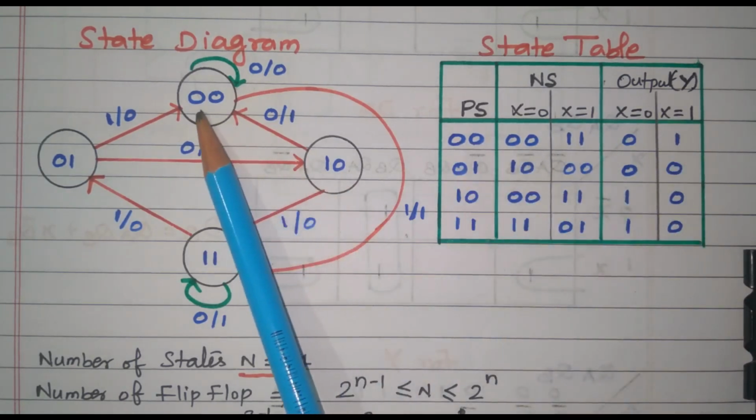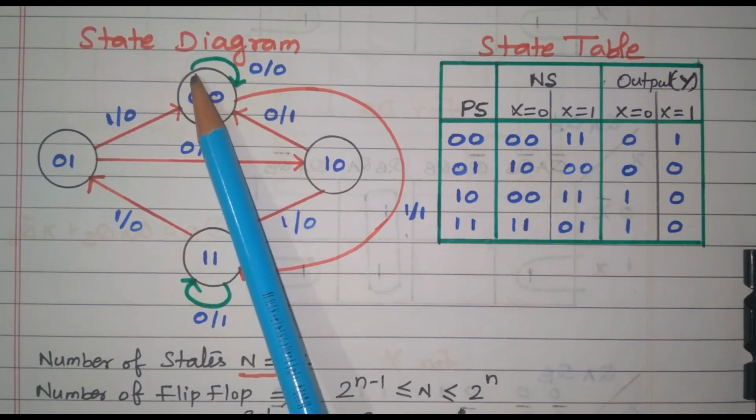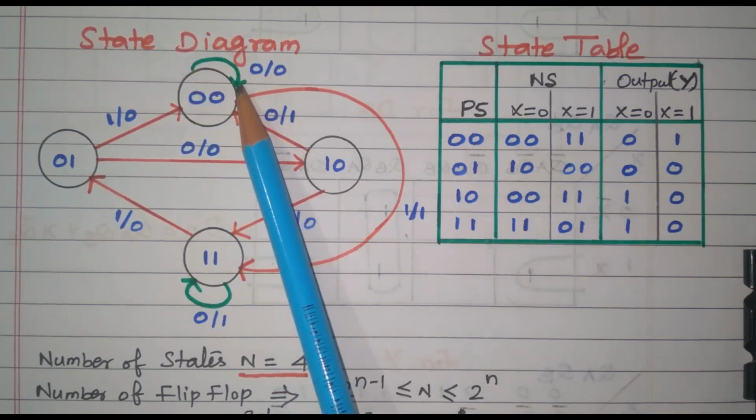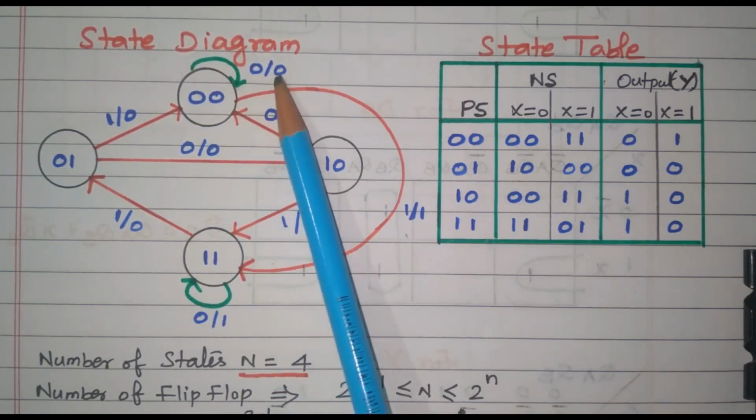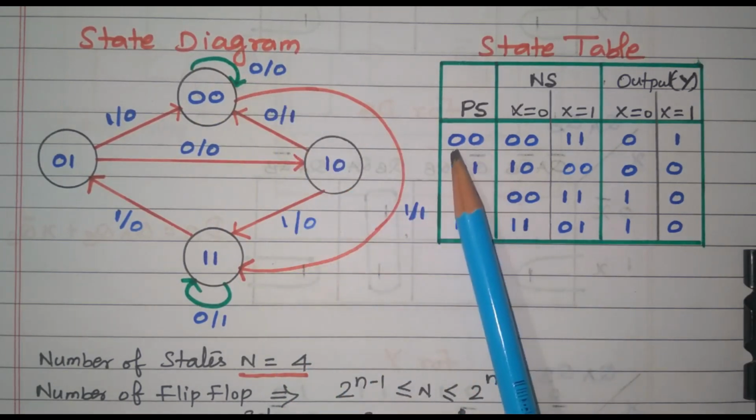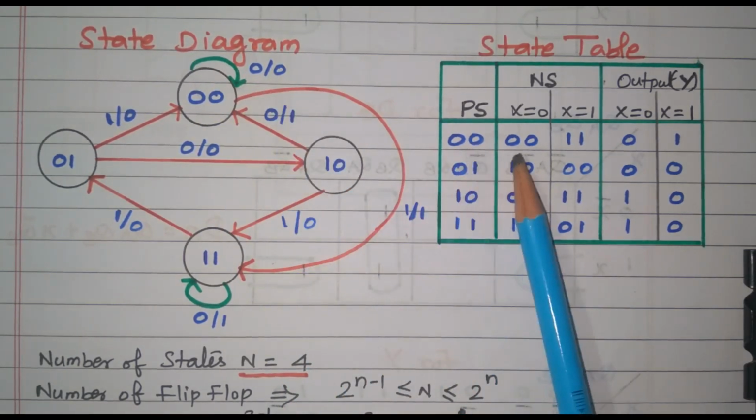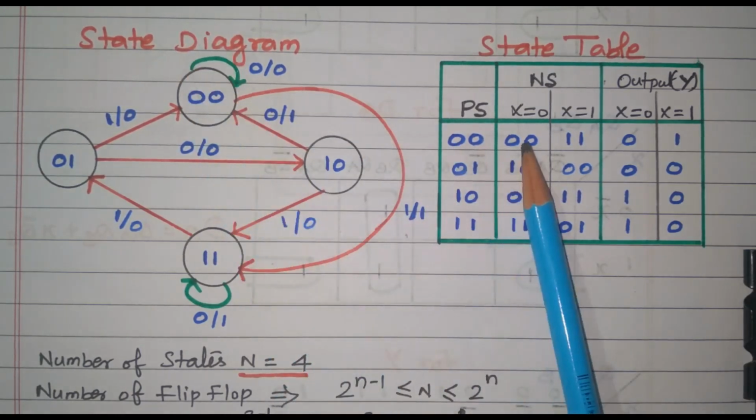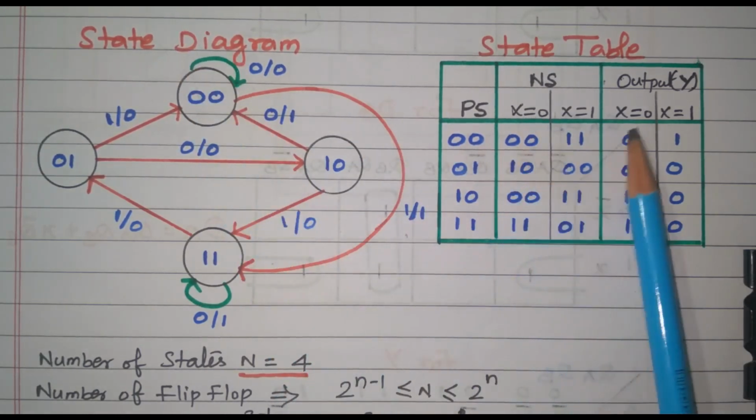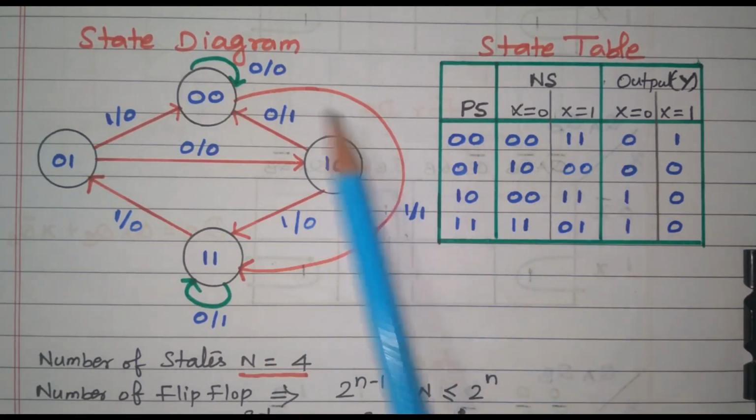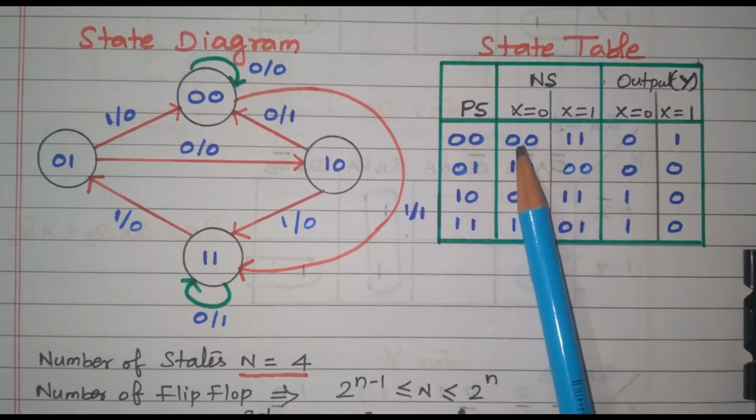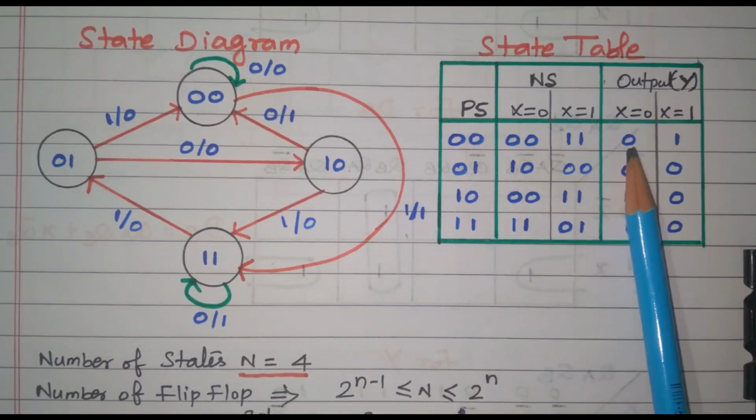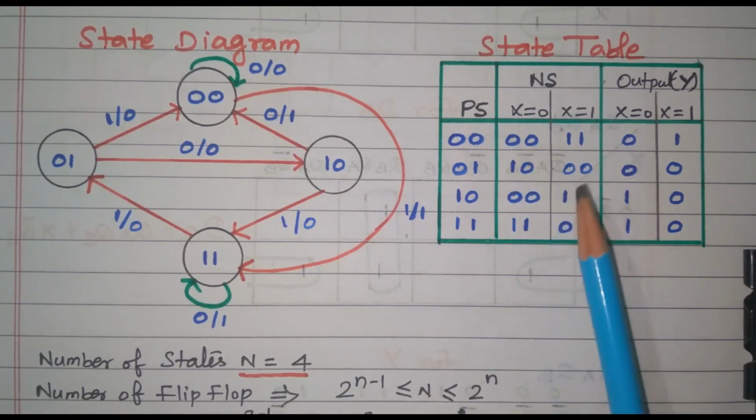Now, we will see this. First, we will take the state 00. See, this 00 goes to 00 itself for input x equal to 0, output also 0, right. Present state 00, next state also 00. For input x equal to 0, output also 0. This 00 is indicated here. Input is 0, output also 0.